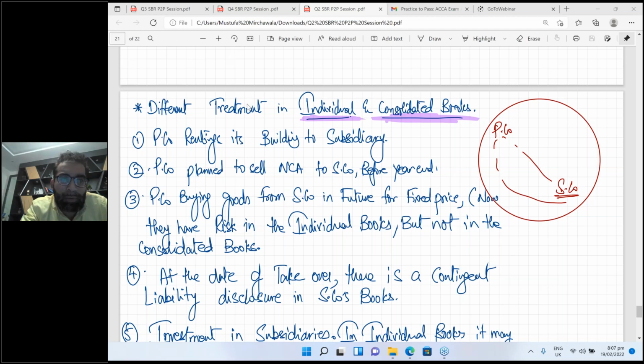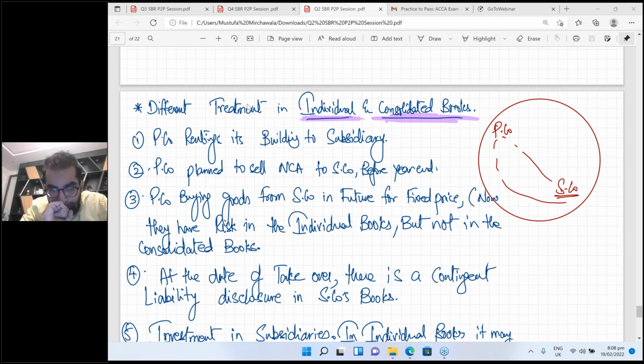Now the third example, one is also fair value adjustment. One thing I can say, at the time of held for sale sometimes we book impairment. So if the parent company has booked any impairment, this impairment needs to be reversed in the consolidated books. Okay, so these were the two examples.